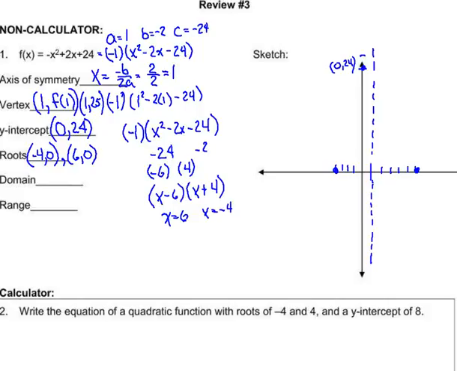All right. So we're going to put a point at our vertex, and our vertex we found was at (1, 25), so I come way up here. That point there is our vertex.